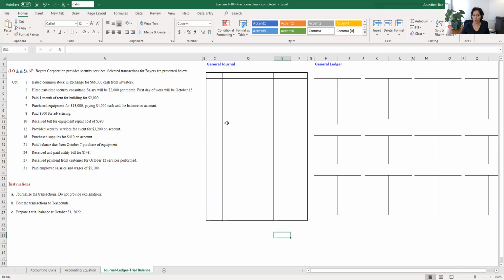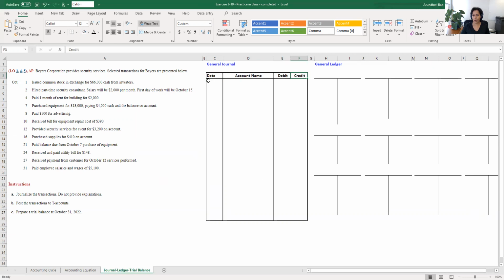We will start with the journal. Now, in the journal, let me put the header over here and show you what we have in the header. The first column is for date. The second column is the account names. And the last two columns are amounts to be debited and amounts to be credited.